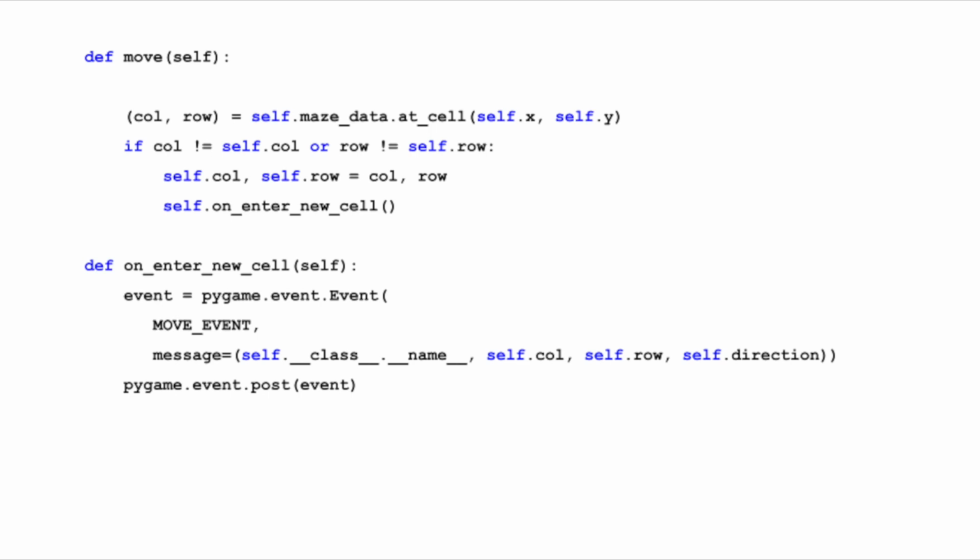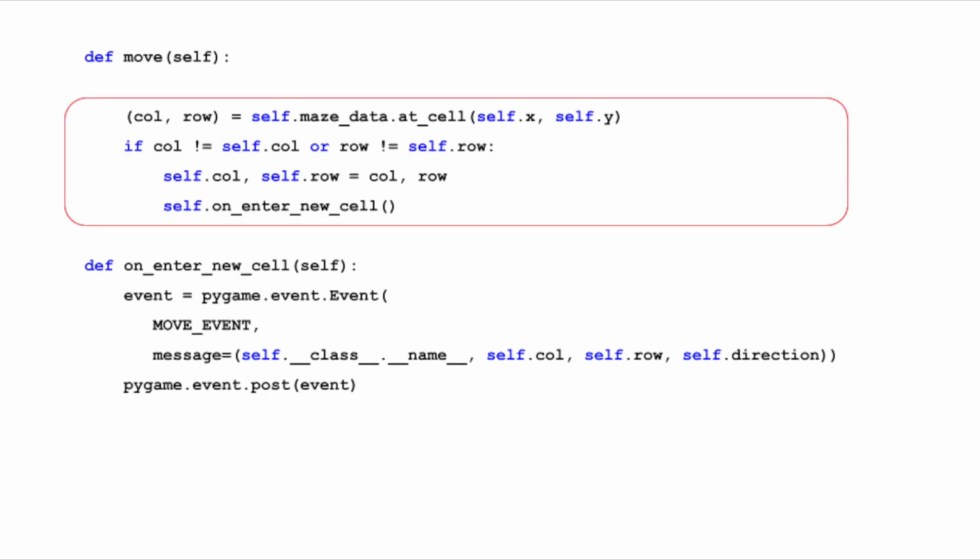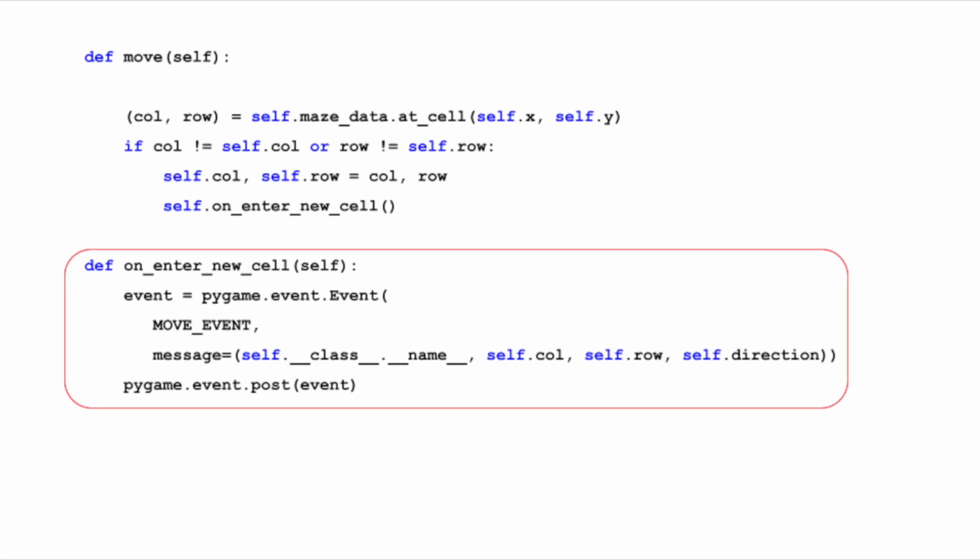Alongside user inputs, our game also handles custom events to manage the movement of Pac-Man and the ghosts. In the move method of the game character, we first determine if the Pac-Man or a ghost has entered a new cell by comparing its current column and row with its previous position. If there's a change in position, we call the onEnterNewCell method. This method creates a custom Pygame event, move event, carrying essential information like the character's name, its new column and row, and the direction of movement.